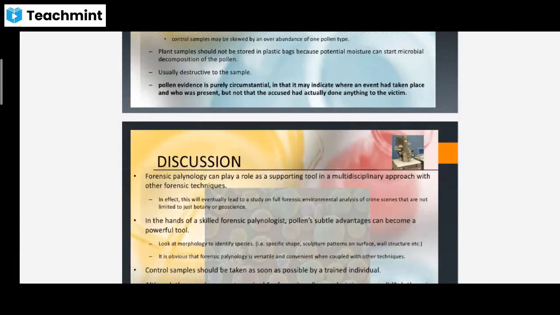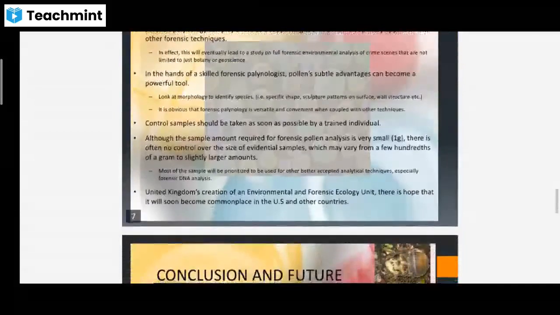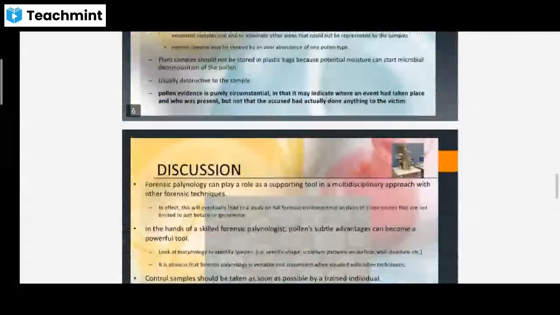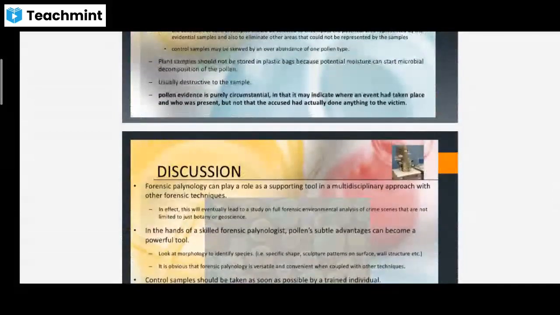Pollen evidence is purely circumstantial in that it may indicate where an event took place and who was present, but not that the accused had actually done anything to the victim.